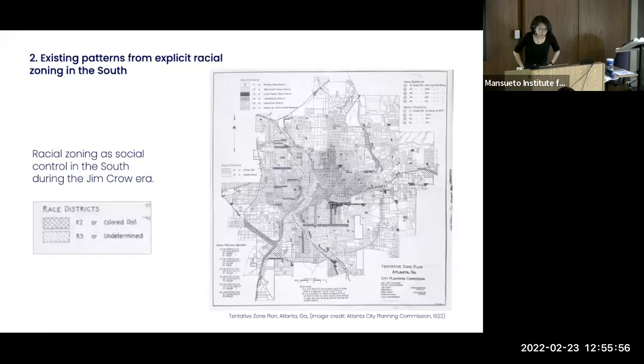Second, I'm arguing that because there are existing patterns of explicit racial zoning, especially in the South, this is going to affect outcomes. First of all, when racial zoning was legal, between 1910 and 1917, 27 cities passed racial zoning ordinances, all but one in the South. So we know this is a phenomenon that was occurring primarily in that part of the country. Essentially what I'm arguing is that because there were extant housing discrimination policies in place, perhaps this new tool is going to be less effective in stratifying neighborhoods along those dimensions I mentioned.